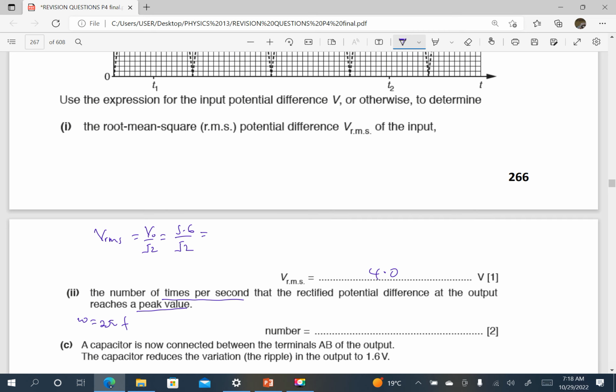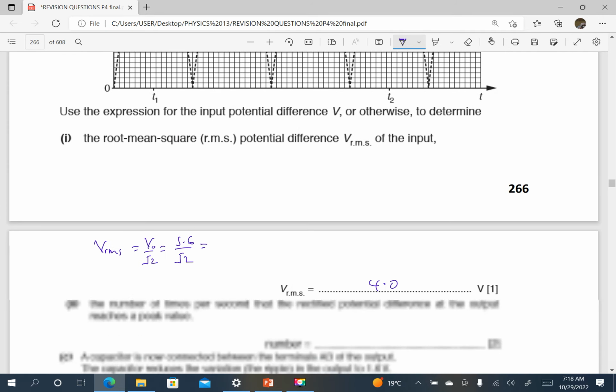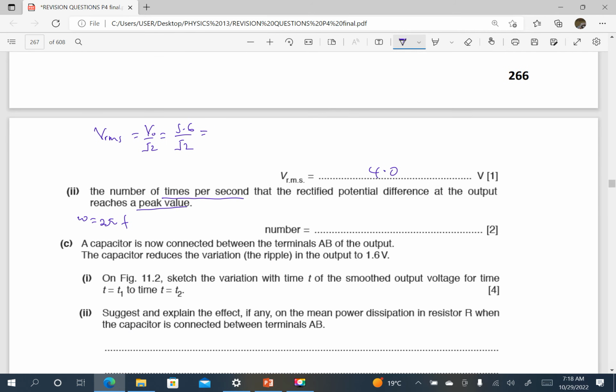And omega from the equation, omega is this one. We are comparing with the general equation V is equal to V naught sine omega t. So omega is 380. So this means 380 is equal to 2 pi times f. So we find f is going to be 380 divided by 2 pi.